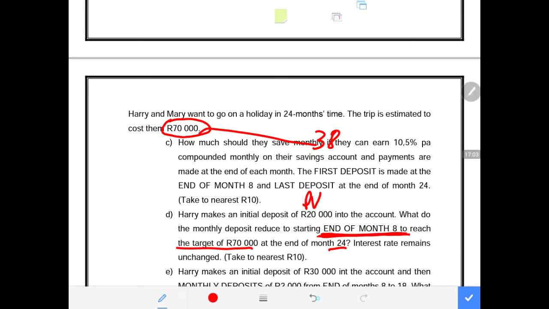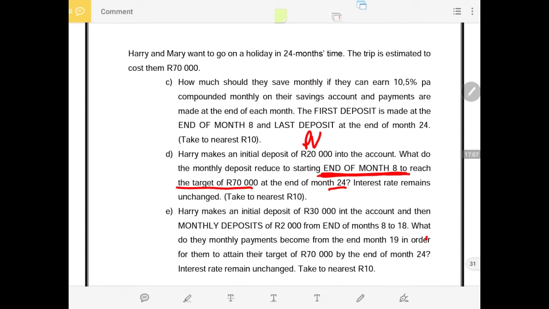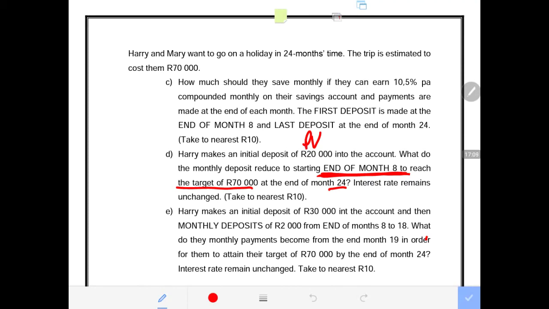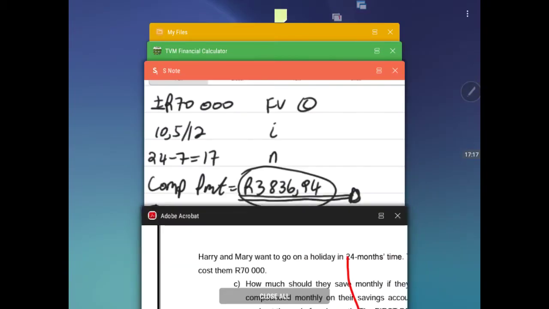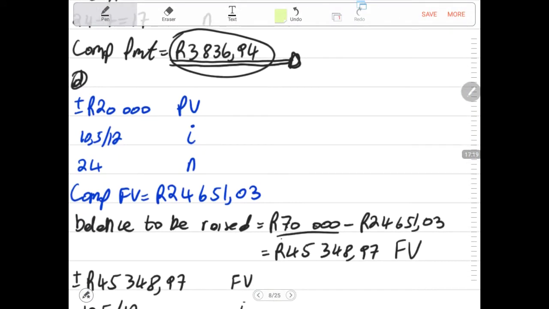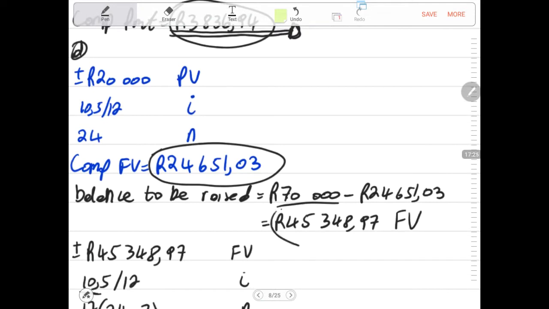Option number B, they said, what if we have 20,000 as an initial deposit? Now if they have 20,000 as an initial deposit, this 20,000 will earn interest from month number 1 up until month number 24, and this 20,000 will become the 24,000. So there is still a shortage. How are they going to raise the remaining balance of 45,000, being the difference between 70,000 and 24,000?